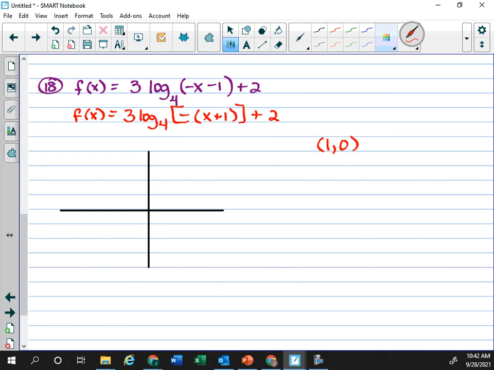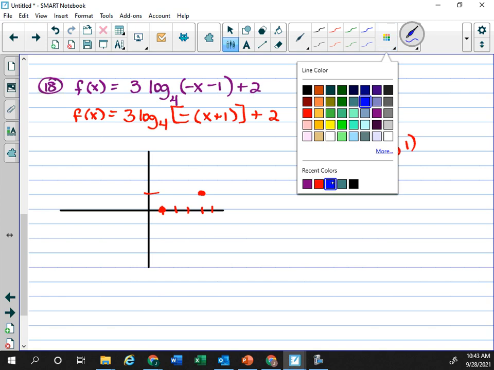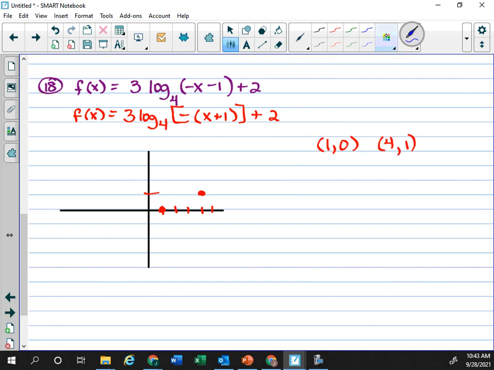Come on. All right, so I start with 1, 0, and what's my other point going to be? 4, 1. Okay. There's a ton going on in this equation. Don't let that scare you, okay? You don't have to do it all at once. You do one little step at a time. So I'm going to plot 1, 0. I'm going to do 4, 1. Okay. Step 1. 2 dots. Good work, guys.